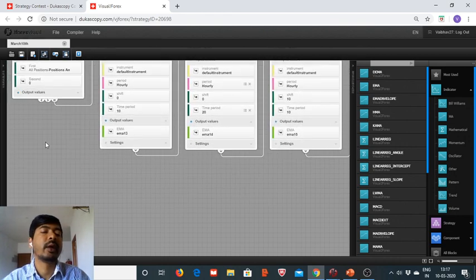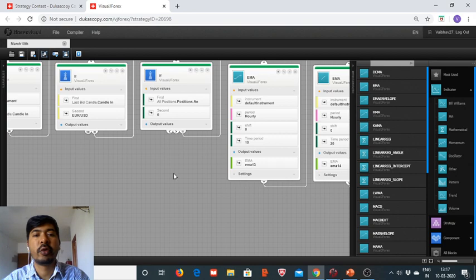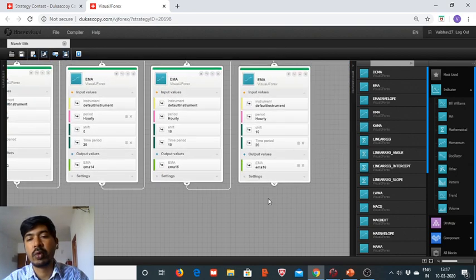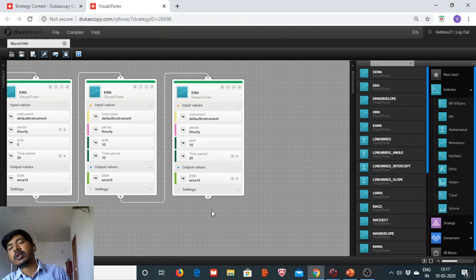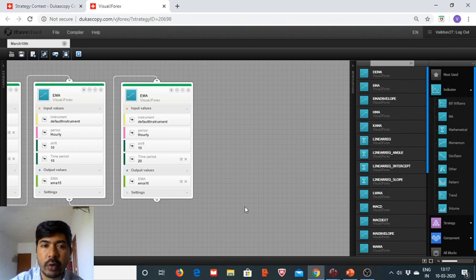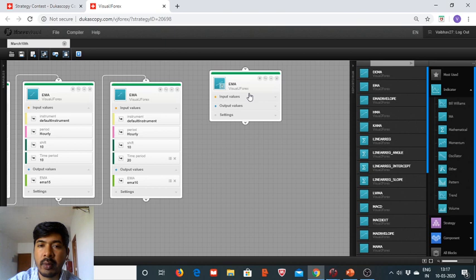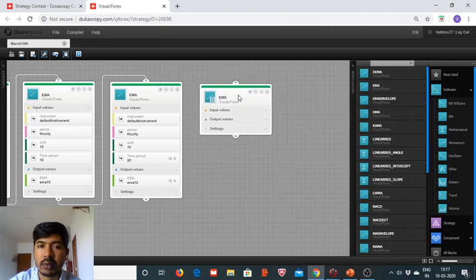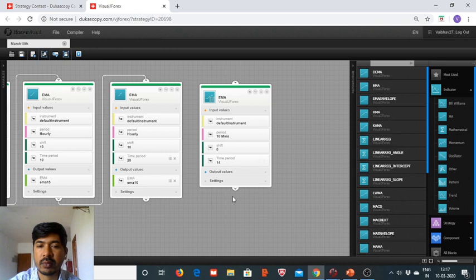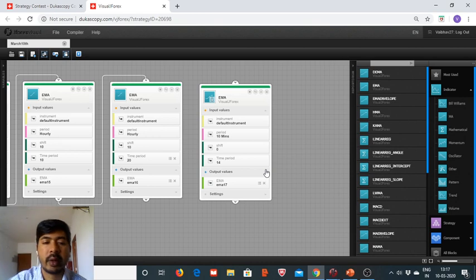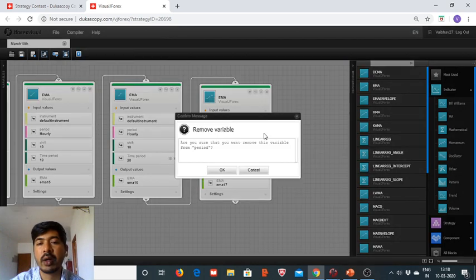As I said while explaining on the 4 hourly chart, we also need to add the 4 hourly layering to avoid too much volatility and too frequent changes in the EMA structure, EMA crossover. So we bring in 2 more EMA blocks, and this one default instrument remains the same. The time period will be changed to 4 hours.